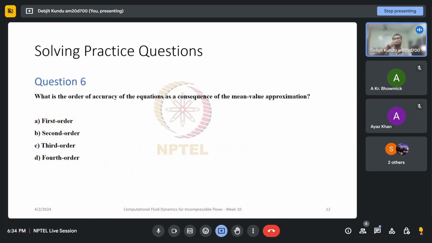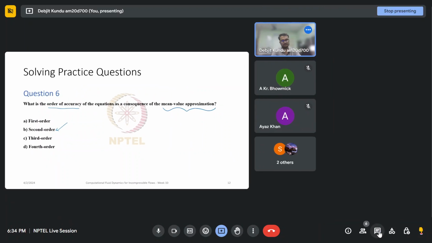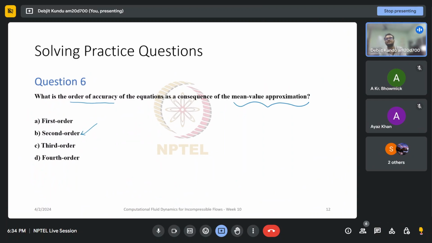So moving along, we'll move on to question number 6 now, which is asking us what is the order of accuracy of the equations as a consequence of the mean value approximation? Is it first order accurate, second order accurate, third order, or fourth order accurate? Okay, we have a quick response in favor of option B, a second order accuracy. Multiple responses, we got 2 so far. Let's hear what others have to say.